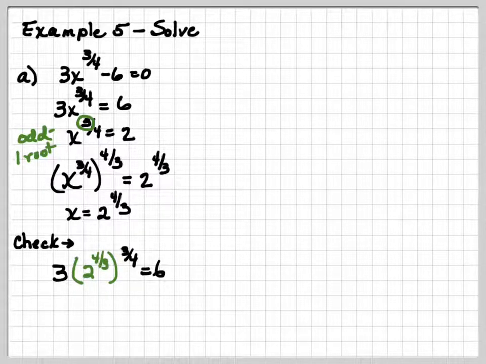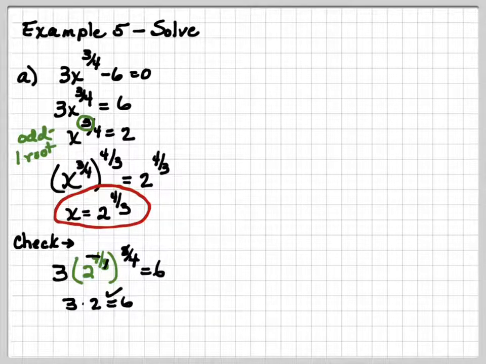Now, you can't do anything more with this, unless you want to do a decimal, which we don't want to do. So that will be my answer, x raised to the 4/3 power. You can't take the 3rd root of 2 and come out with an integer, so we're going to leave it like that. So to check it, we say 3 times 2 to the 4/3 power times the 3/4 power equals 6. Well, 2 to the 4/3 times 3/4 is 2 to the 1, so 3 times 2 equals 6, and that works.